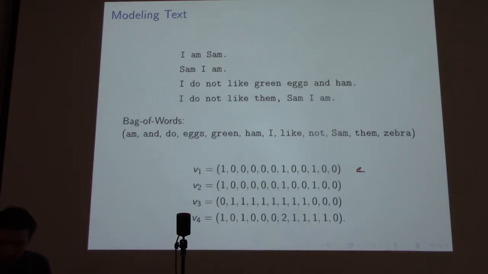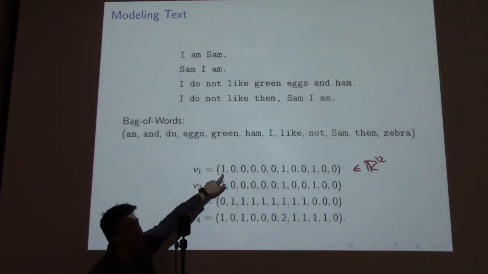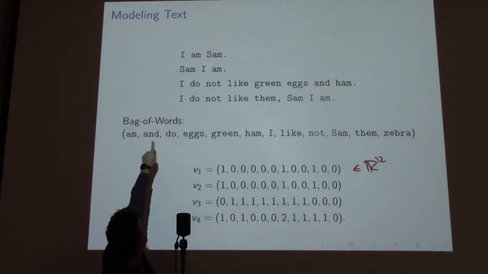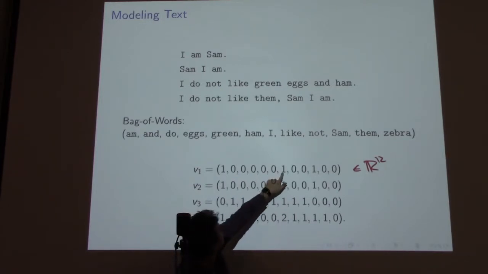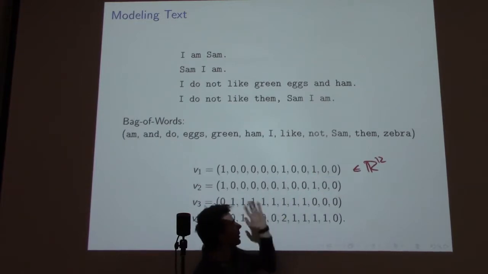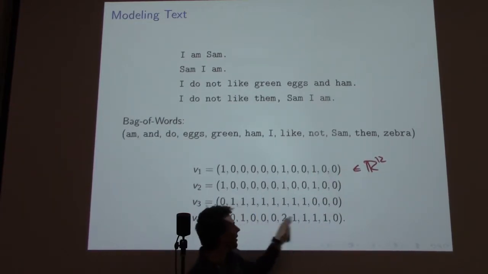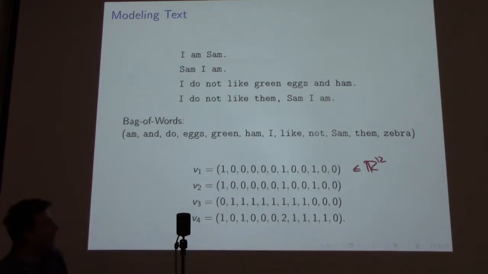The bag of words technique is basically just counting the number of each of these words. In the first document, there's one instance of the word am, so I get a 1. The word and never occurs, so I get a 0. This should be I, and this one should be Sam. The rest are zeros. Zebra I never used, so it's all zeros here. I think everything else I use at least once.